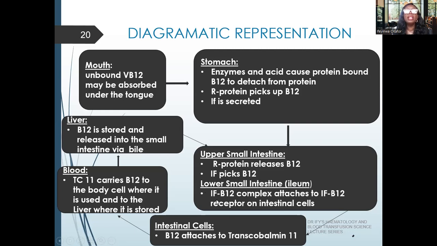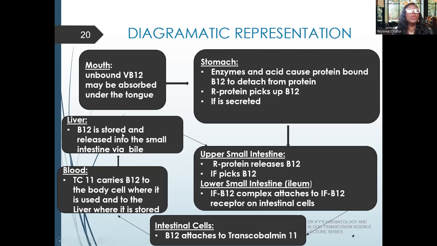There at the ileum, the intrinsic factor B12 complex attaches to the intrinsic factor B12 receptor on the small intestine and then enables its absorption. And when it is absorbed, the B12 now attaches to a transport protein called transcobalamin 2. The transcobalamin 2 in the blood carries B12 to the body cells where it is used and to the liver where it is stored as transcobalamin 3.